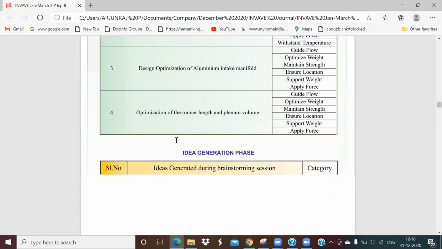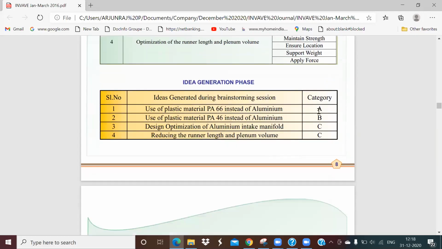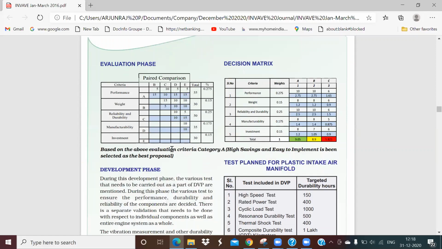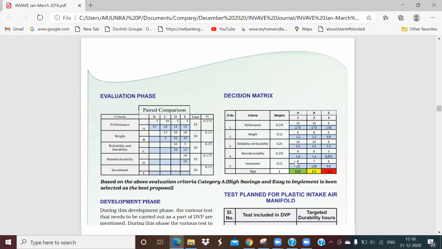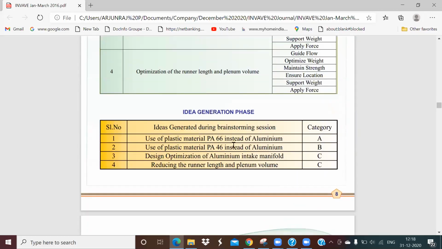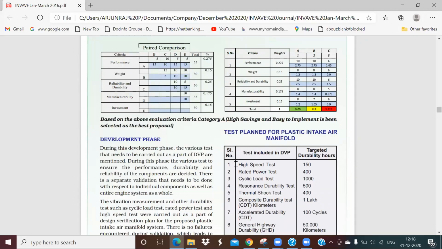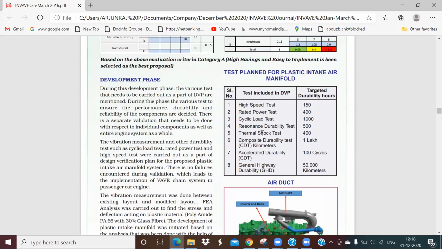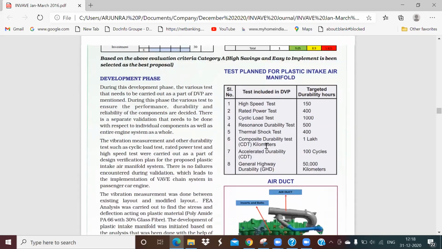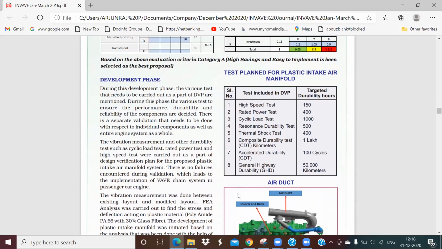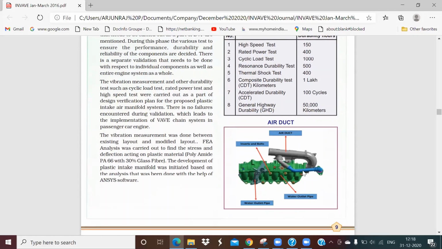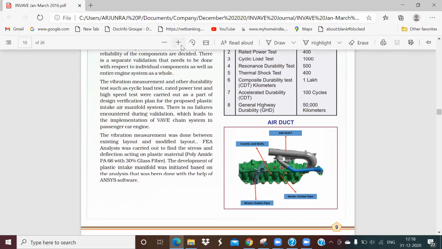These are the four ideas that have been generated: PA66, PA46 material. I need to evaluate the ideas. The best idea is scoring 9.05, the idea of having PA66 material. So again, we have to do the similar type of test that I have shown previously. A similar test is applicable here as well. This is the CAD layout, the CAD drawing of the intake manifold.